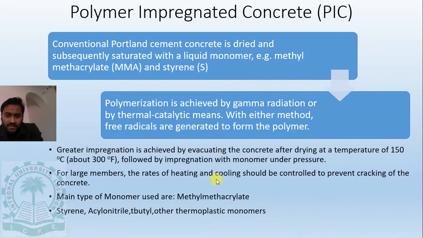Impregnation can be achieved up to greater depths by using higher temperatures. But for larger members, the rate of heating and cooling should be controlled to prevent cracking. If you heat it too quickly or cool it too quickly, it can lead to the development of cracks. Okay, so again, this is MMA, one of the commonly used monomers.